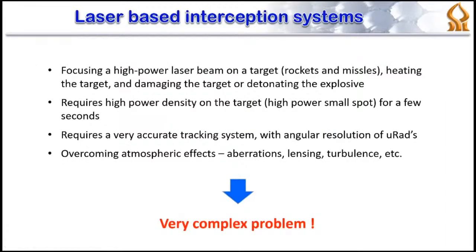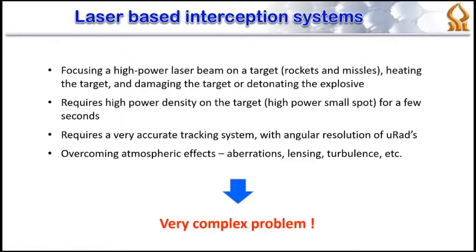So moving on to systems, so these were lasers. Now, what is needed from a laser-based interception system? You need to focus a high-power laser beam on a target, which can be rockets, missiles, whatever. You have to heat the target and damage it or detonate its explosive. So this requires high power density on a target. That means high power, small spot on a target for a few seconds.